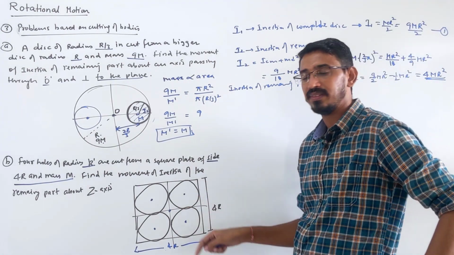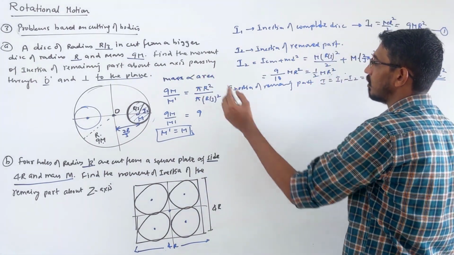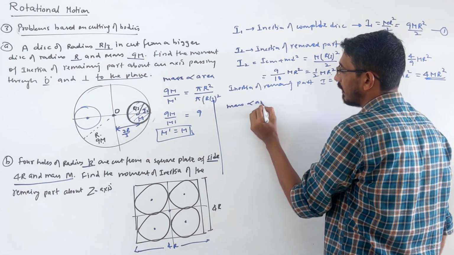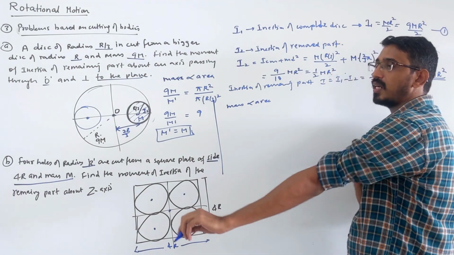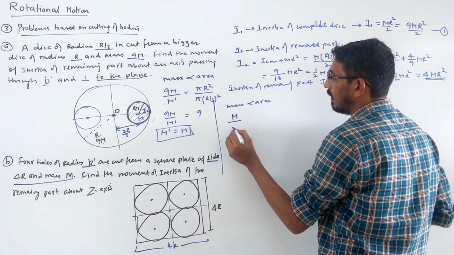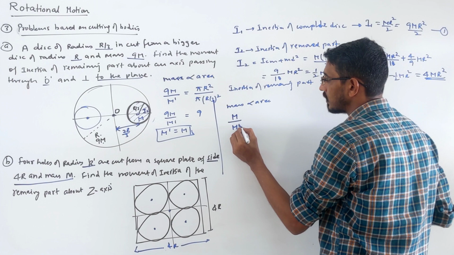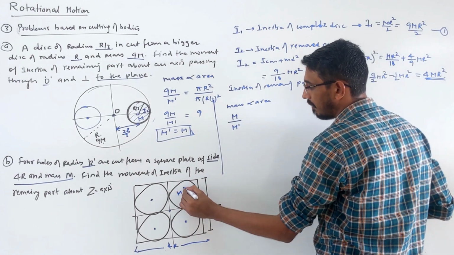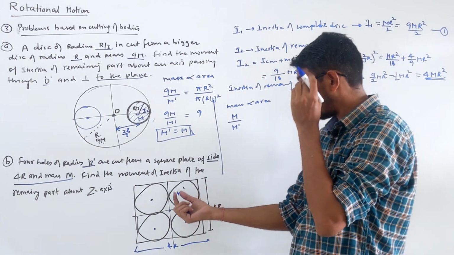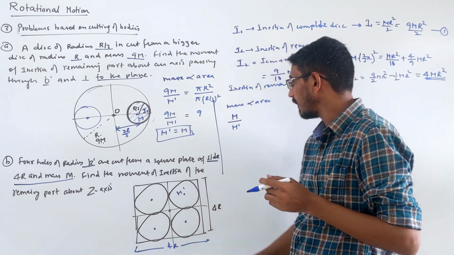So again we use the area concept, the same: mass is proportional to area. Look here, the mass of the complete square plate we are calling m, and the mass of any one part, let's call it m dash. Everybody has m dash, since we are cutting identical plates.